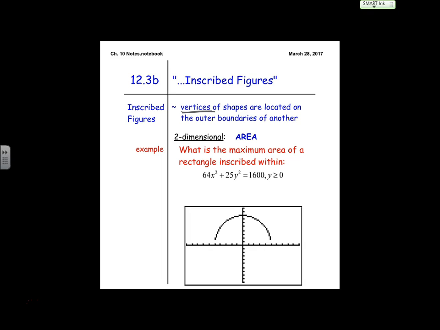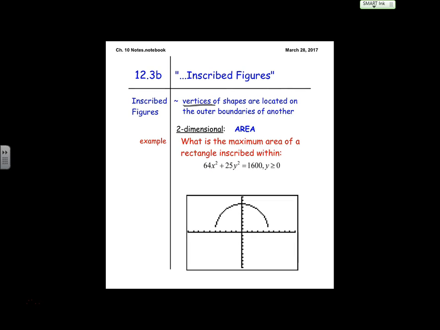So there's 2-dimensional inscribed figures, and then there's 3-dimensional inscribed figures. The very first thing you want to do is get a picture. Now the really cool thing is, guys, on these inscribed figure problems, you can totally use your calculator. You guys see my calculator snapshot, right? How did I get that if y is not by itself?